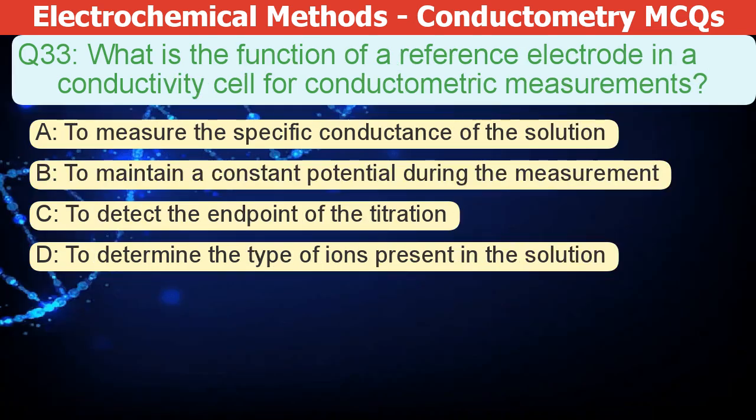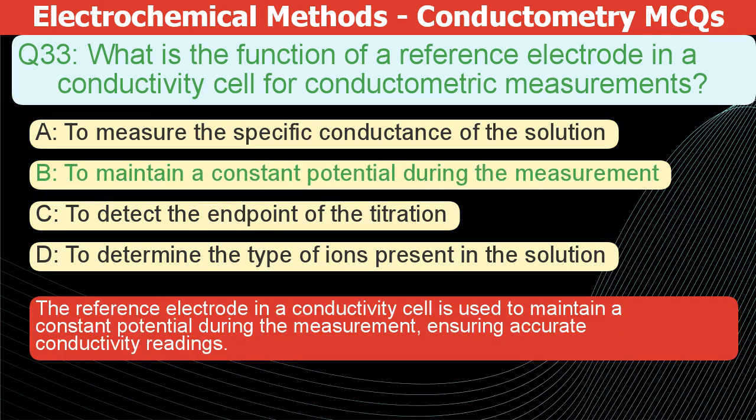What is the function of a reference electrode in a conductivity cell for conductometric measurements? A. To measure the specific conductance of the solution. B. To maintain a constant potential during the measurement. C. To detect the endpoint of the titration. D. To determine the type of ions present in the solution. The correct answer is B. The reference electrode in a conductivity cell is used to maintain a constant potential during the measurement, ensuring accurate conductivity readings.